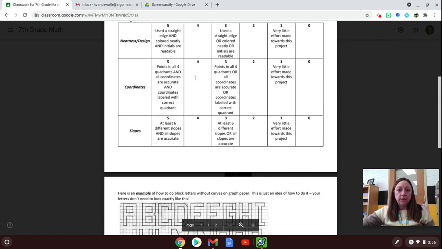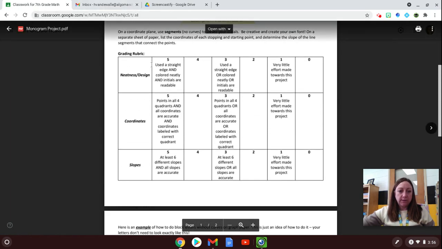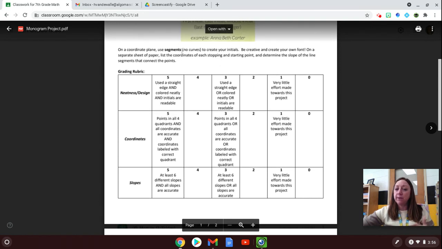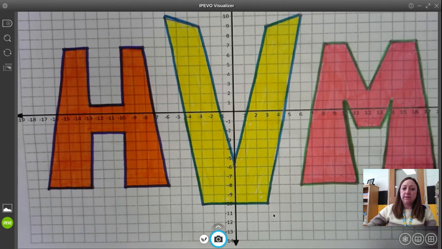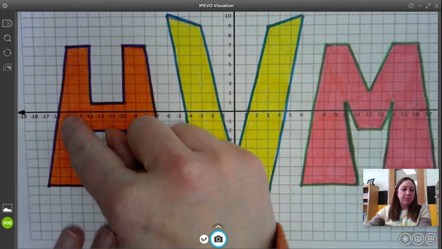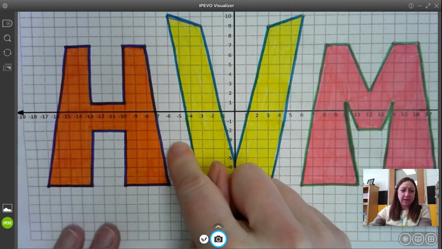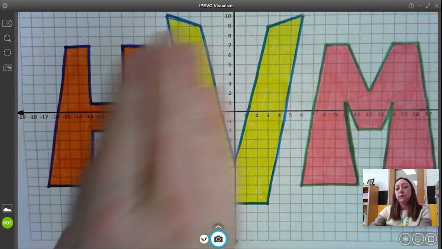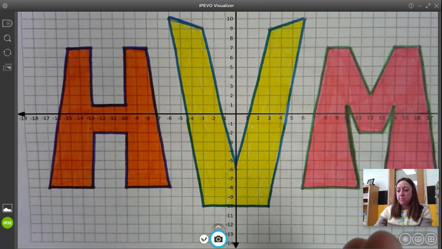Okay, so if we take a look here at the rubric, it does say on a coordinate plane, use segments, no curves, to create your initials. Be creative and create your own font. And on a separate sheet of paper, list the coordinates of each stopping and starting point and determine the slope of the line segments that connect the points. Okay, so again, if we look back at this, you're going to notice that I did make my H kind of slanted, so I didn't have so many vertical and horizontal segments on mine.